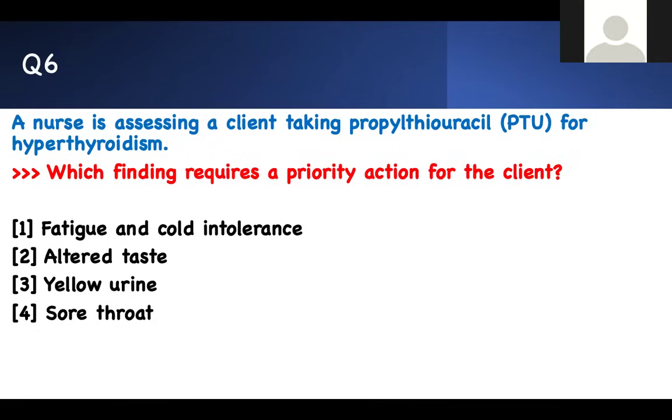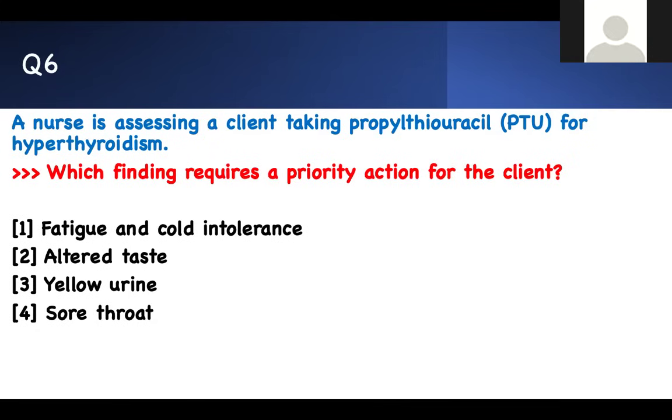Auto test is common. One of them, but yellow urine may be related to what? Your liver function. And then sore throat is what? Infection. Which one is most dangerous? Agranulocytosis, which is sore throat, yellow urine related to liver function, or test, which is the normal function, and number one, which is hypothyroid symptoms.